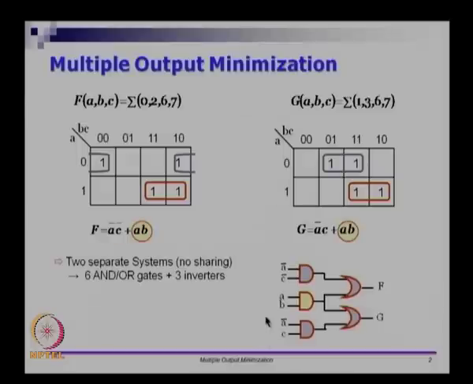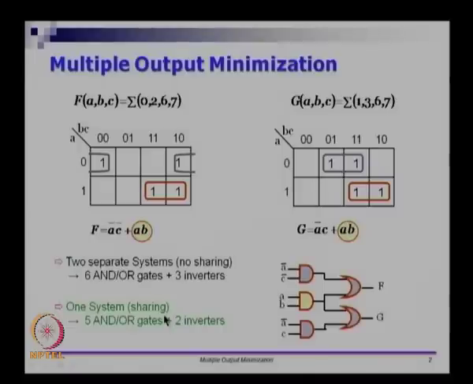If you throw in the inverter also, then overall with sharing we would have needed 5 AND OR gates plus, so it is 2 inverters. C also needs an inverter because of C bar. So we need 2 inverters, I am sorry about that. So we need 2 inverters plus 5 AND OR gates. Clearly there is a reduction in the number of hardware circuits that we are using: 1 AND or OR gate less and 1 inverter less.